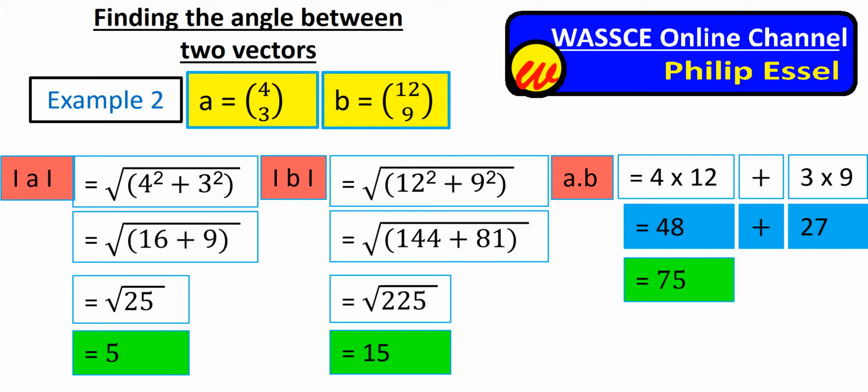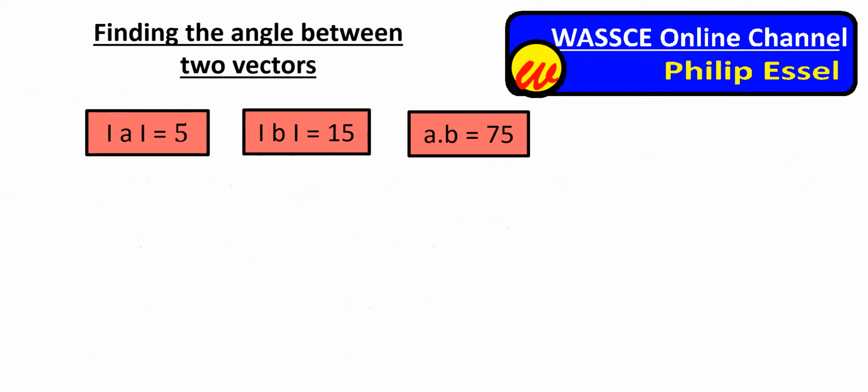So we have the magnitude of the vector A, we have the magnitude of the vector B, and the dot product of the two vectors. We would use them to find the angle between the two vectors. The magnitude of our vector A was 5, that of our vector B was 15, and the dot product of the two vectors was 75.